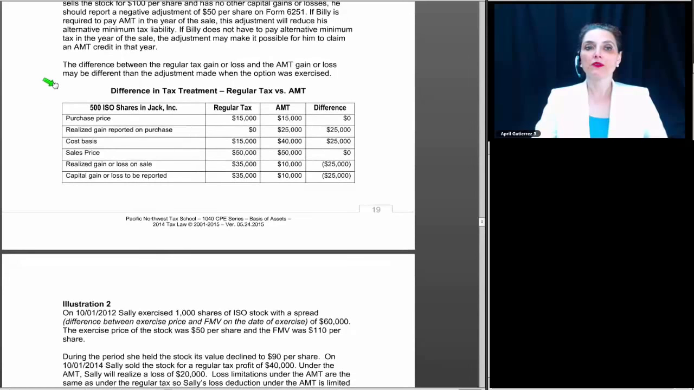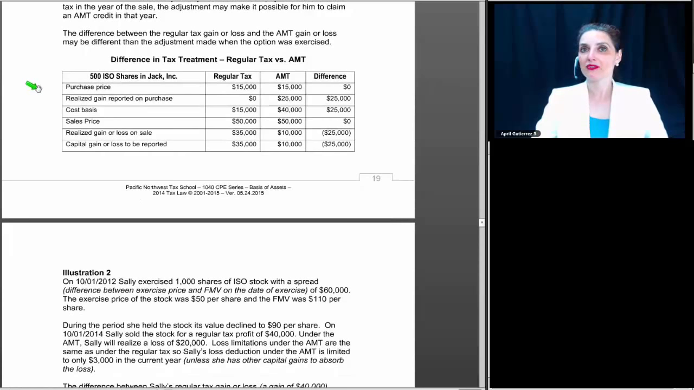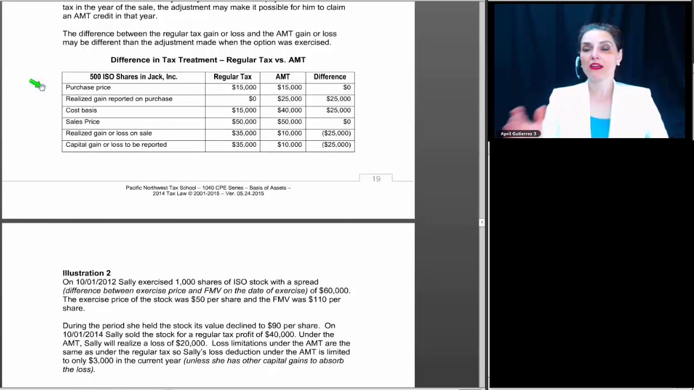The difference between the regular tax gain or loss and the AMT gain or loss may be different than the adjustment made, though, when the option was exercised. So the added nastiness of the alternative minimum tax is in an earlier year you may have been forced to include a whole bunch of income, and then in the year you sell, you're not allowed to claim the same amount of deduction. It's a rotten deal. But let's see how that might happen for Billy.